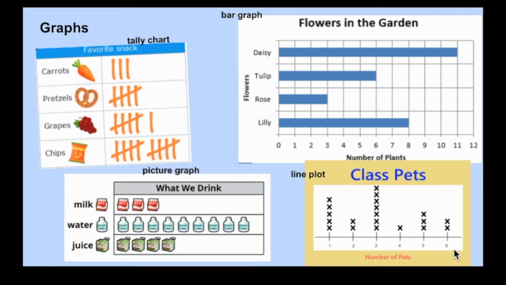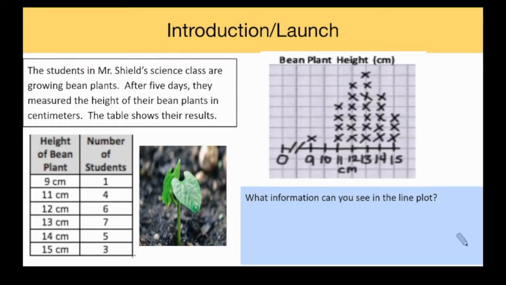Overall, we learned that graphs are used to organize information or data in a way that is easy for others to understand and analyze. Today, we will continue learning about line plots by using the information displayed to solve word problems and answer questions. Let's look at an example from today's lesson. Read the instructions with me. The students in Mr. Shield's science class are growing bean plants. After 5 days, they measured the height of their bean plants in centimeters. The table shows their results.